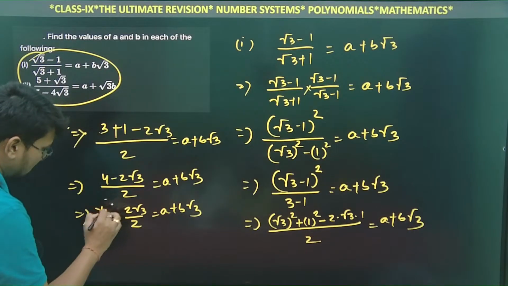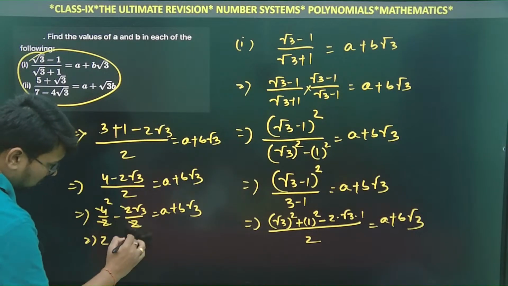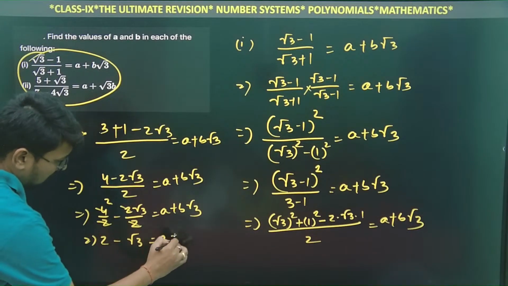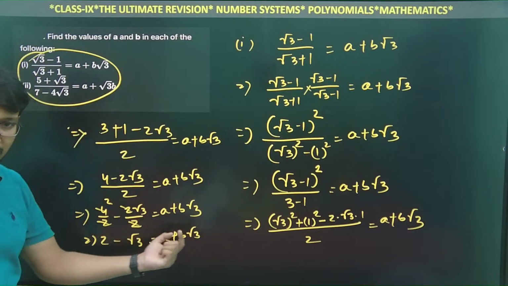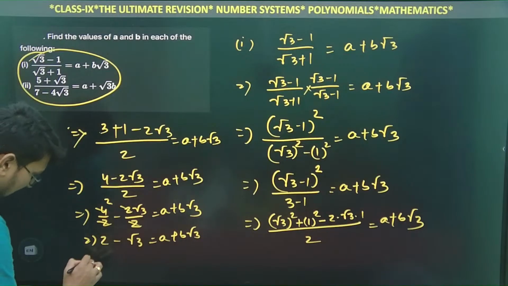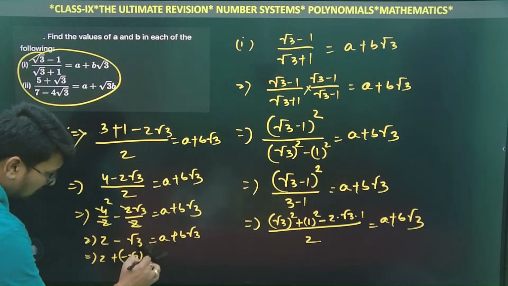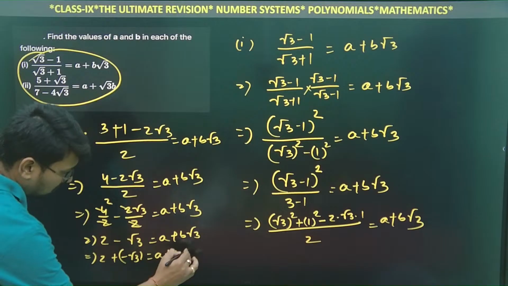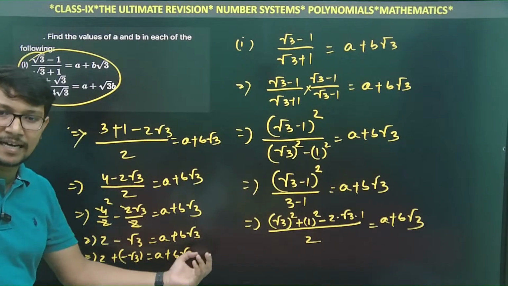Now check, the 2s cancel. So 2 minus, the 2s cancel, and here we have √3, equals a + b√3. If we compare both sides, I can write this as 2 plus (−√3) equals a + b√3. If we compare the left side and right side.